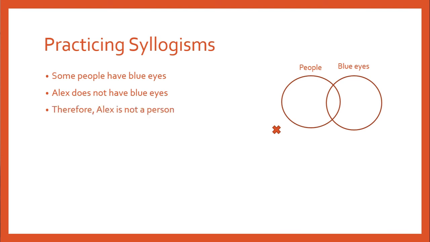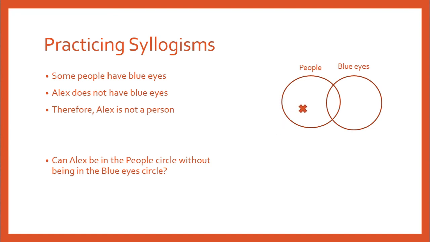And then our conclusion, Alex is not a person. So, is there any way for Alex to be inside the people circle without being in the blue eyes circle? That is essentially what we're going to look for to determine if this is a valid syllogism or not. And we can actually move Alex inside the people circle and still have Alex outside of the blue eyes circle. So, Alex could, for example, be a person with brown eyes instead of a person with blue eyes.